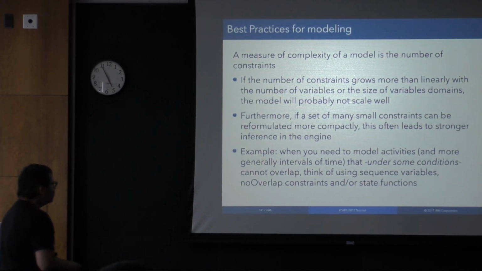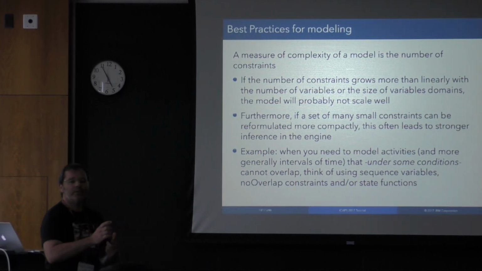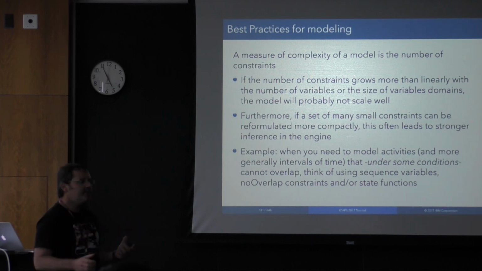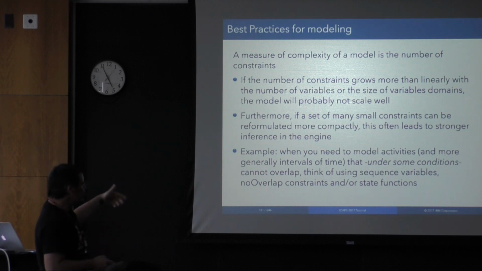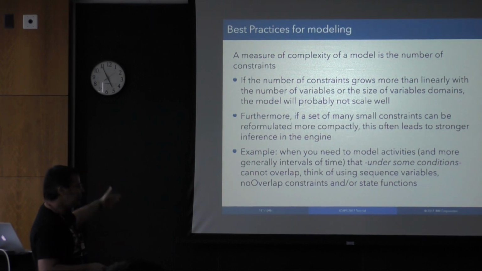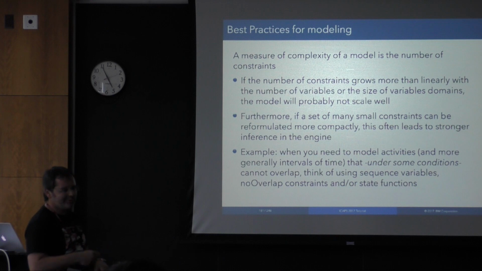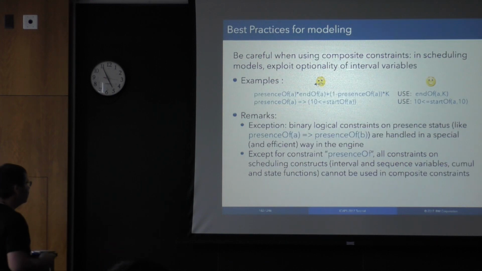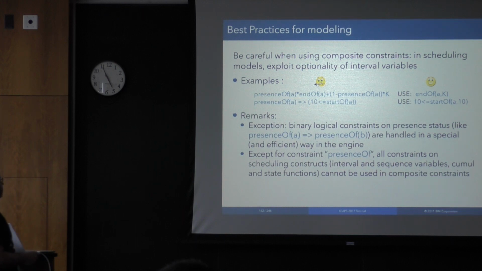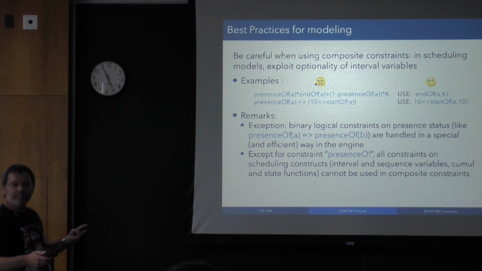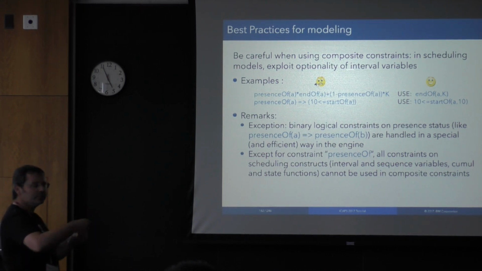An illustration of this is that if you have activities that under some conditions cannot overlap, but the condition is not as easy as just a global overlap, you can try to find smart things exploiting state variables and cumul functions to express this in quite a compact way. Another very general and very important guideline is, if possible, to avoid using composite constraints, sometimes called meta constraints in CP. It's constraints on constraints.